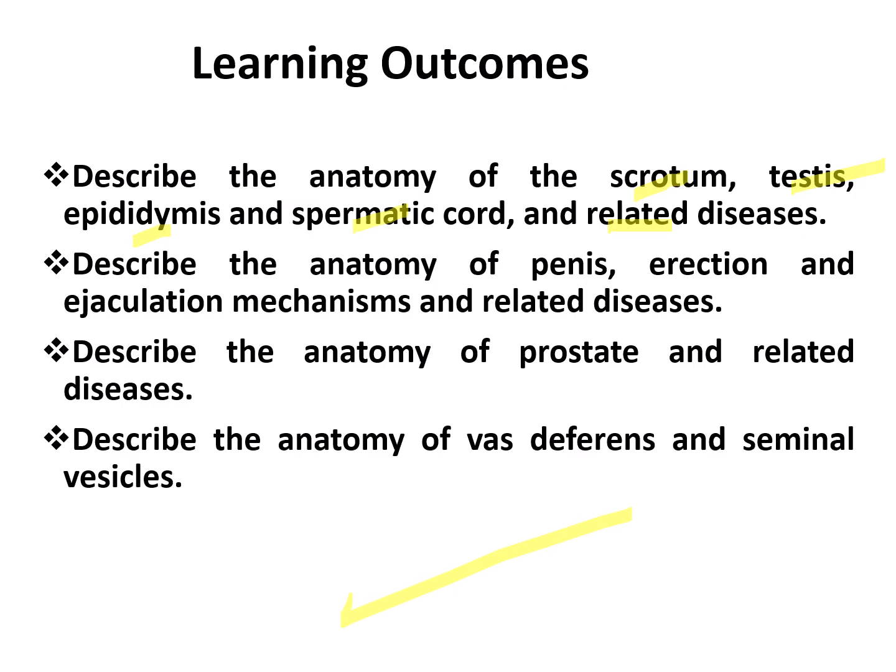You have to know about anatomy of the penis and the mechanism of erection and ejaculation, including the controlling nerves and blood vessels. You have to know about anatomy of prostate, including its lobes, blood supply, nerve supply, and related disease such as benign hyperplasia of prostate. You have to know about anatomy of vas deferens and seminal vesicle.